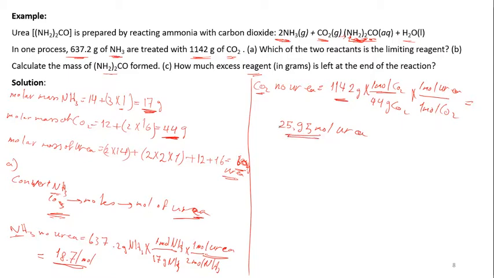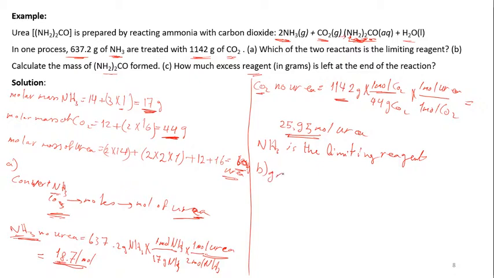So here I formed 25.95 moles, while here I formed 18.71 moles. This means my ammonia is my limiting reagent. So ammonia is the limiting reagent. Now, if this is my limiting reagent, I need to know how much urea is produced in that case. So I need to convert the number of moles I obtained into grams.